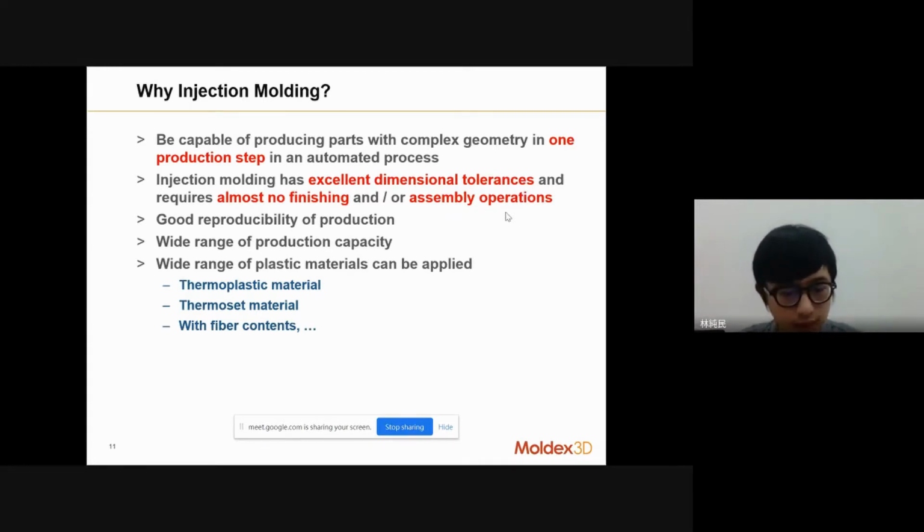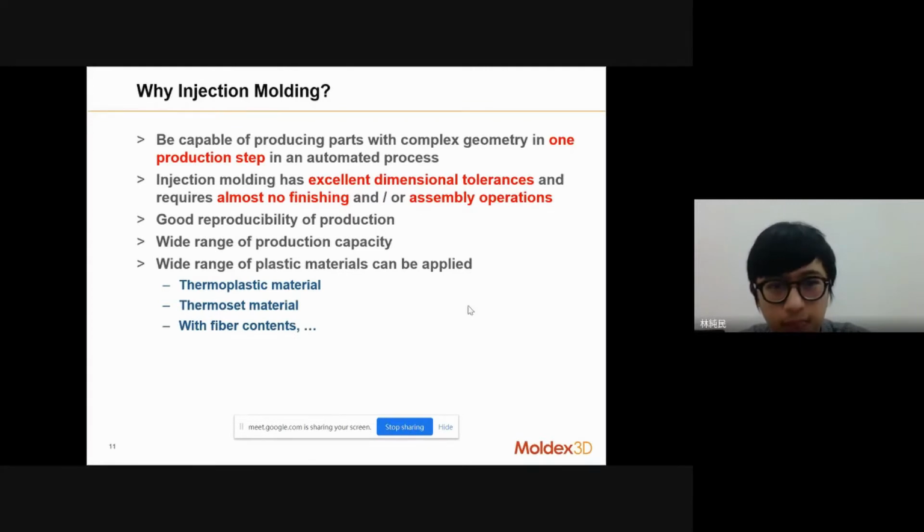So that's why most factories would like to choose the injection molding, because it can save their cost. And a wide range of production capacity and a wide range of plastic materials can be applied, the thermoset plastic material, and also fiber content. For example, nowadays the automotive industry would like to enhance the strength of the bumper, so they will use some fibers inside. So right now we still rely on the injection molding.